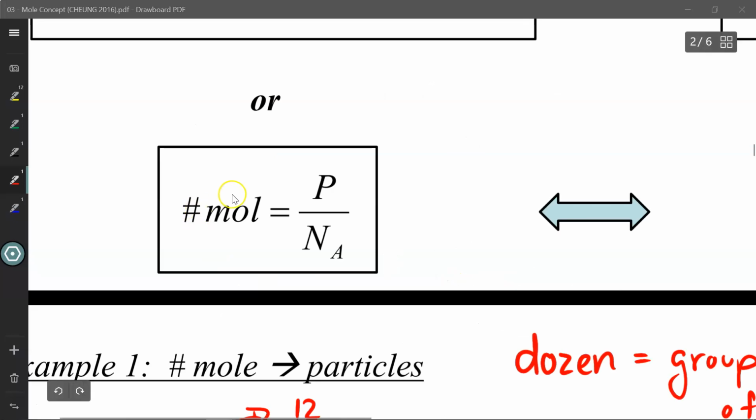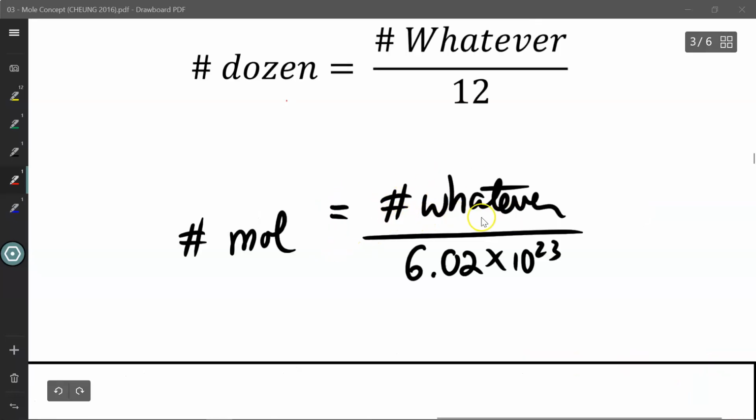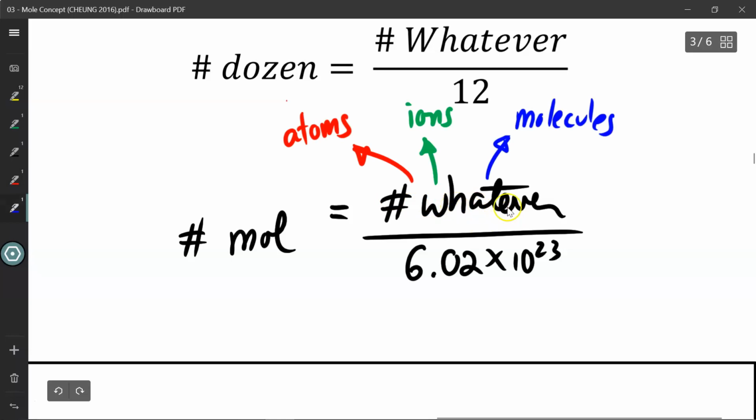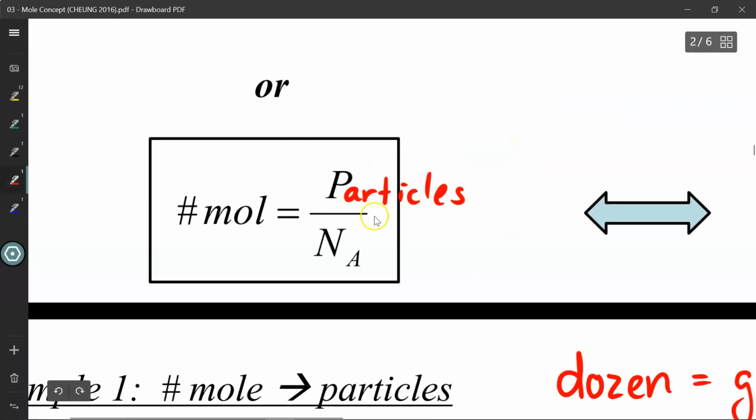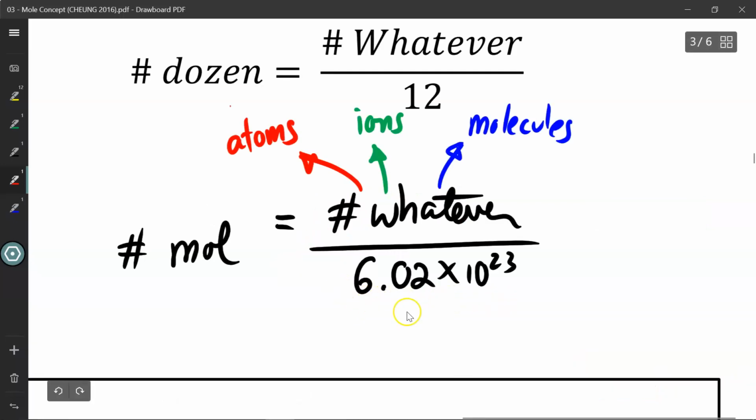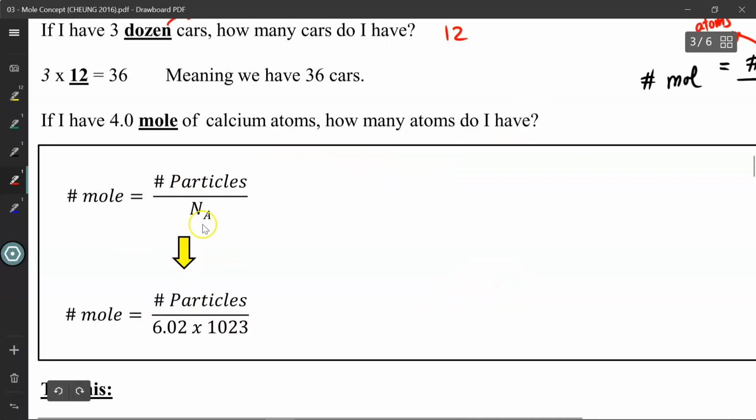The official equation is that the number of mole is equal to number of particles divided by Avogadro's number. Now down here I said number of whatever, but whatever is not really a very good technical term. What we're counting typically is going to be atoms, ions, or molecules. And the official term for those is particles. Secondly, Na, Avogadro's number, is just a short way of writing out 6.02 times 10 to the power 23. Alright, so let's try a sample question.